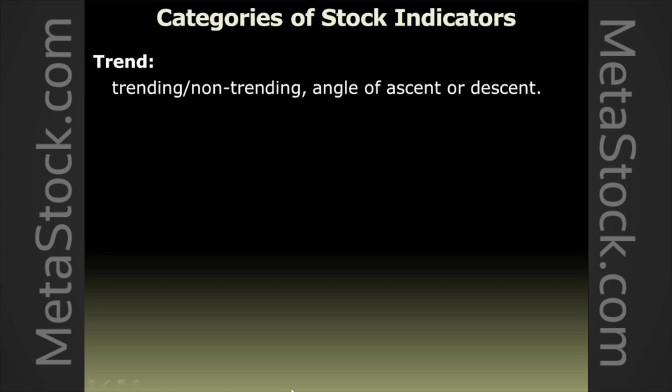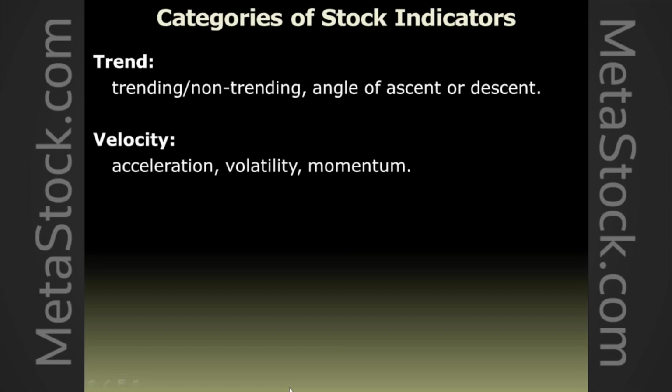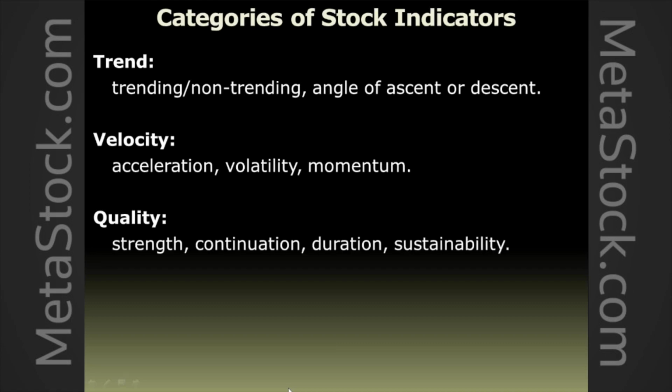So trend is basically, is the stock trending or not trending, moving sideways, but also more modern trend indicators are going angle of ascent or descent and the speed of that. Velocity indicators are acceleration, volatility, momentum, mostly price. One or two volume are available here. Trend is all price and time. Quality, volume indicators. Quality or volume indicators, the strength, the continuation, duration, and sustainability of that trend.